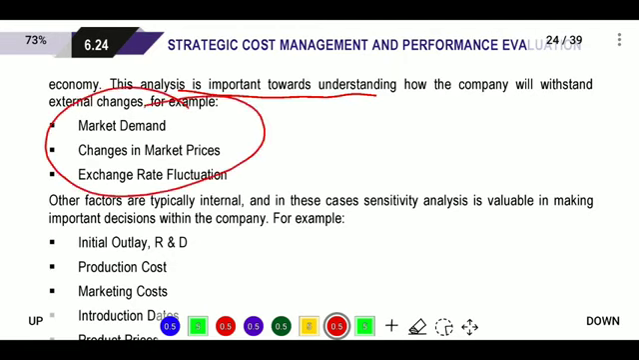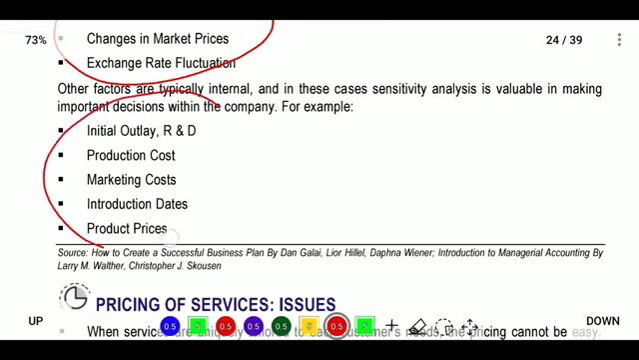For example, market demand. Based on market demand, the price will be sensitive. Next, change in market price and exchange rate fluctuations. Based on these, pricing sensitivity will vary. Other factors are the initial outlay, R&D, production cost, marketing cost, introduction dates, and product and price. Sensitivity will apply to these.